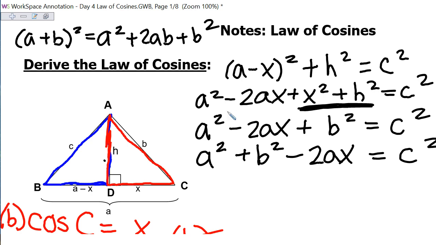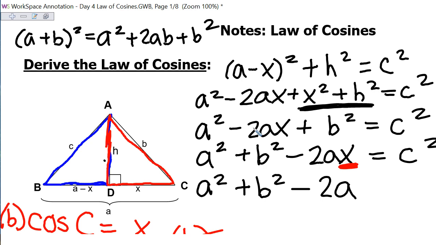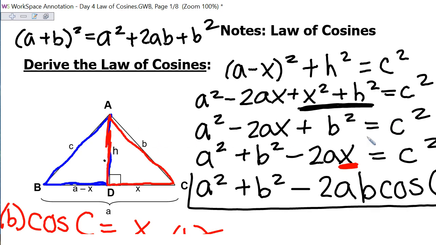So over here, I'm going to replace the x with what we just solved for. We said x is equal to what? b cosine of C. Back to my equation. This will be a squared plus b squared minus 2a, and I'm going to replace the x with what we solved for over here, which is b cosine of C. And that equals c squared. And that is called the law of cosine.